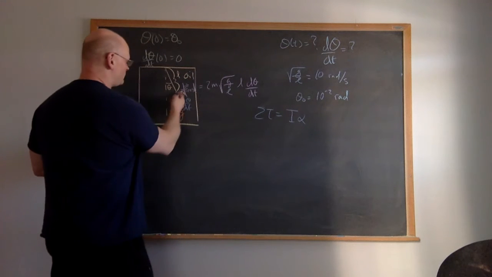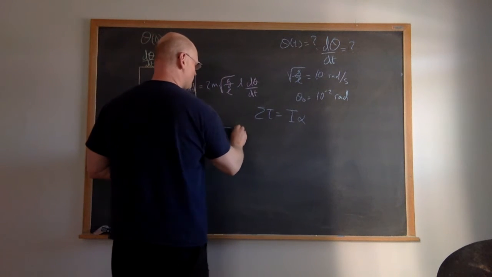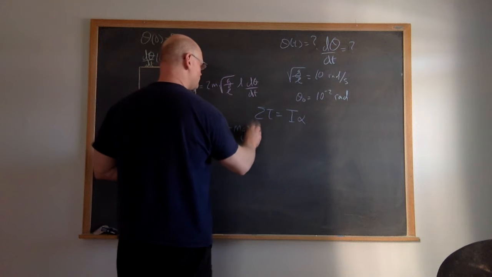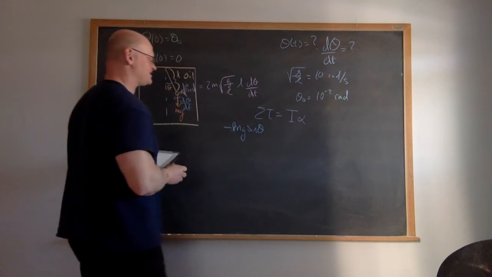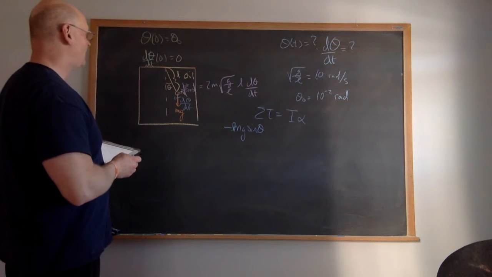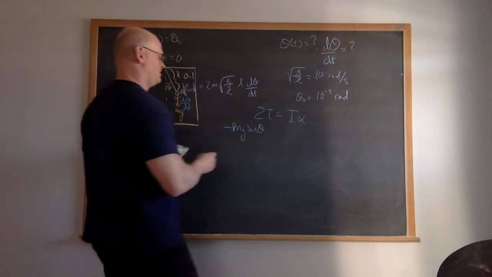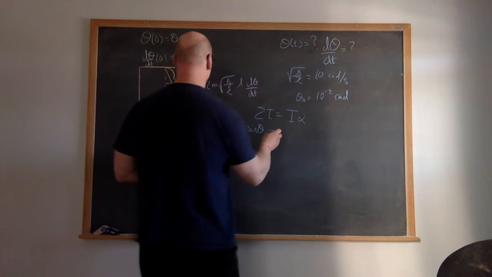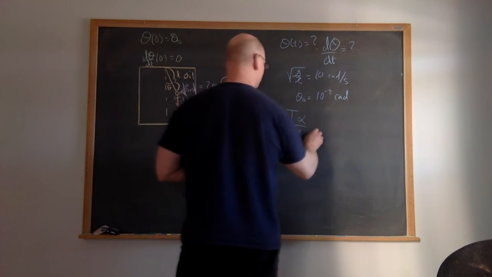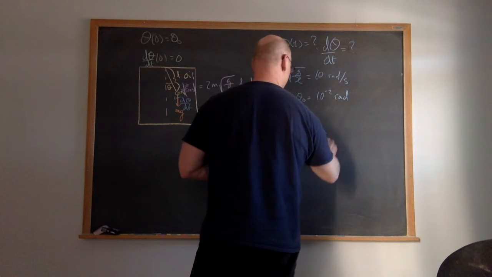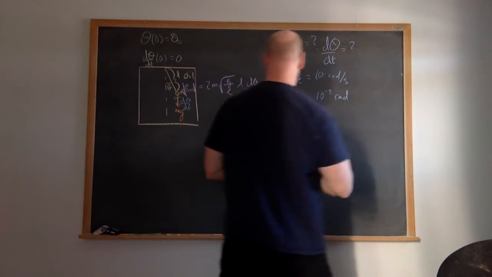So here we have the portion of gravity pulling it back. As we talked about before, this is minus mg sine of theta times the distance at which this is acting, which is the distance L. But then we also have this resistive force. So the resistive force is going to be minus 2m square root of g divided by L times d theta dt. And all that's equal to the moment of inertia.